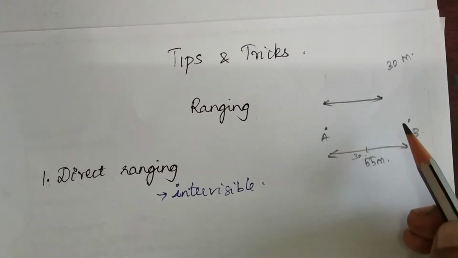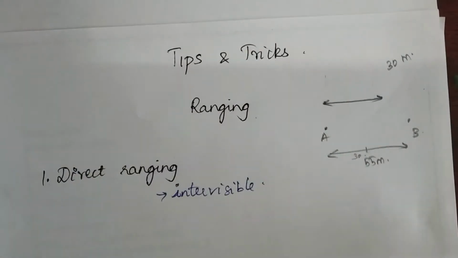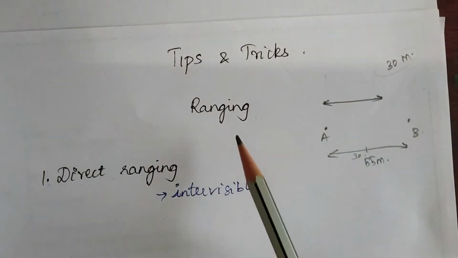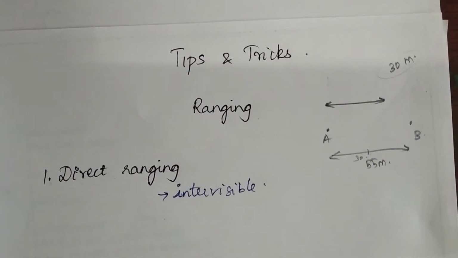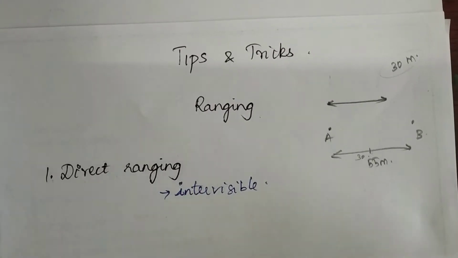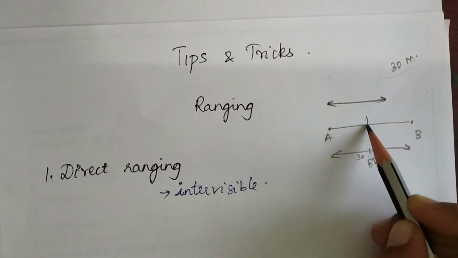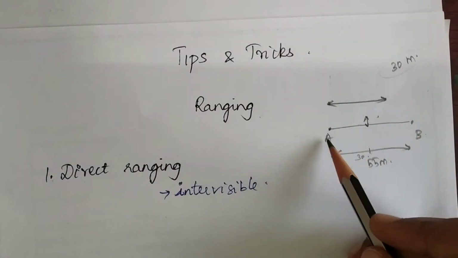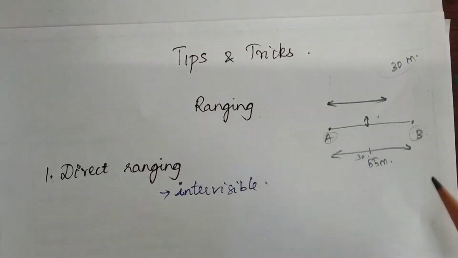measurement, which involves measuring a distance greater than the length of the tape or chain used, we go for ranging. So ranging is nothing but establishing an intermediate point so that the stations A and B are in line with each other. So this is what is meant by ranging.